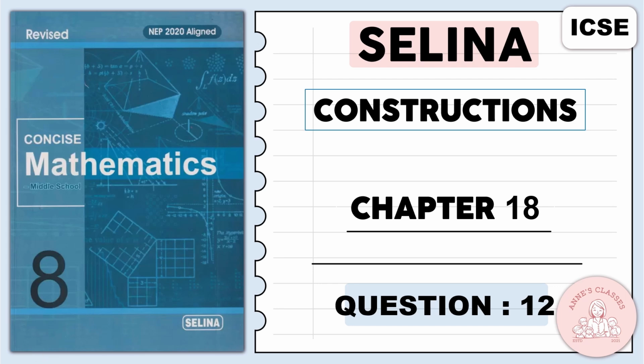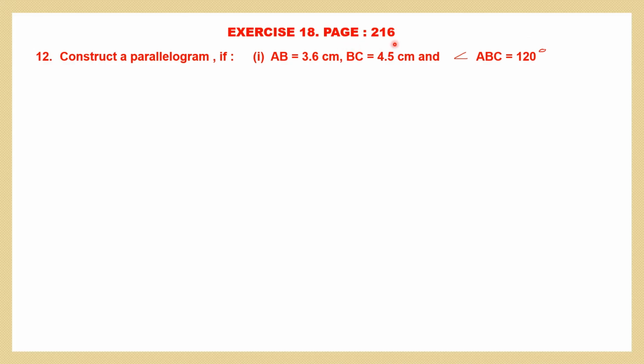Let's do constructions, chapter 18. Page 216. Question 12. Construct a parallelogram if AB is 3.6 centimeters, BC is 4.5 centimeters and angle ABC is 120 degrees. So first let's draw a rough figure.